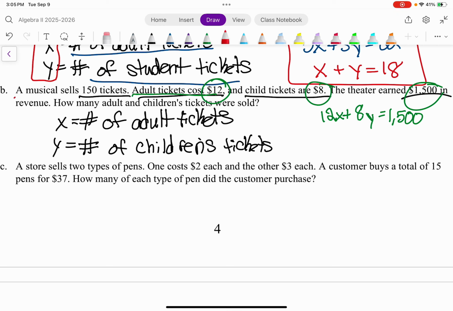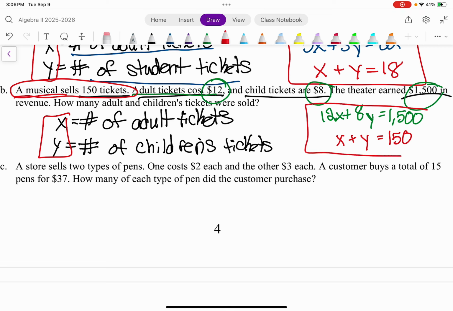Then the last thing is that the musical sold a total of 150 tickets. They only sold adult tickets and children's tickets, meaning that those two values, when we add them together, X plus Y, will equal 150. So these two equations are your answer. Eventually we will solve them, but for now we're just focusing on writing the equations.